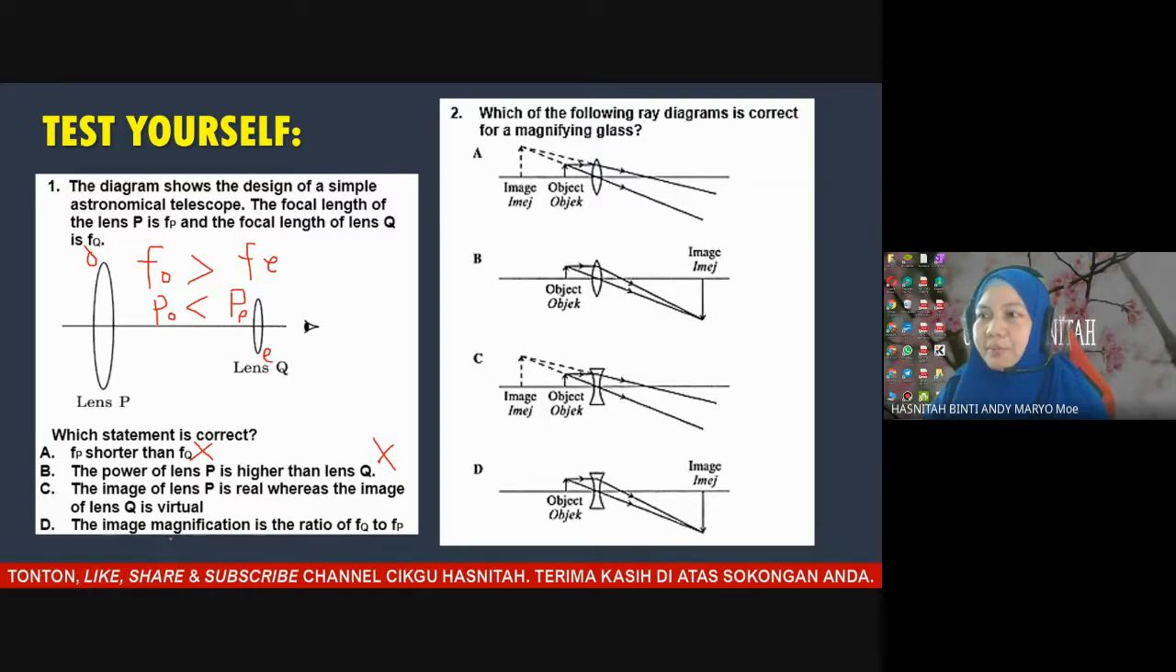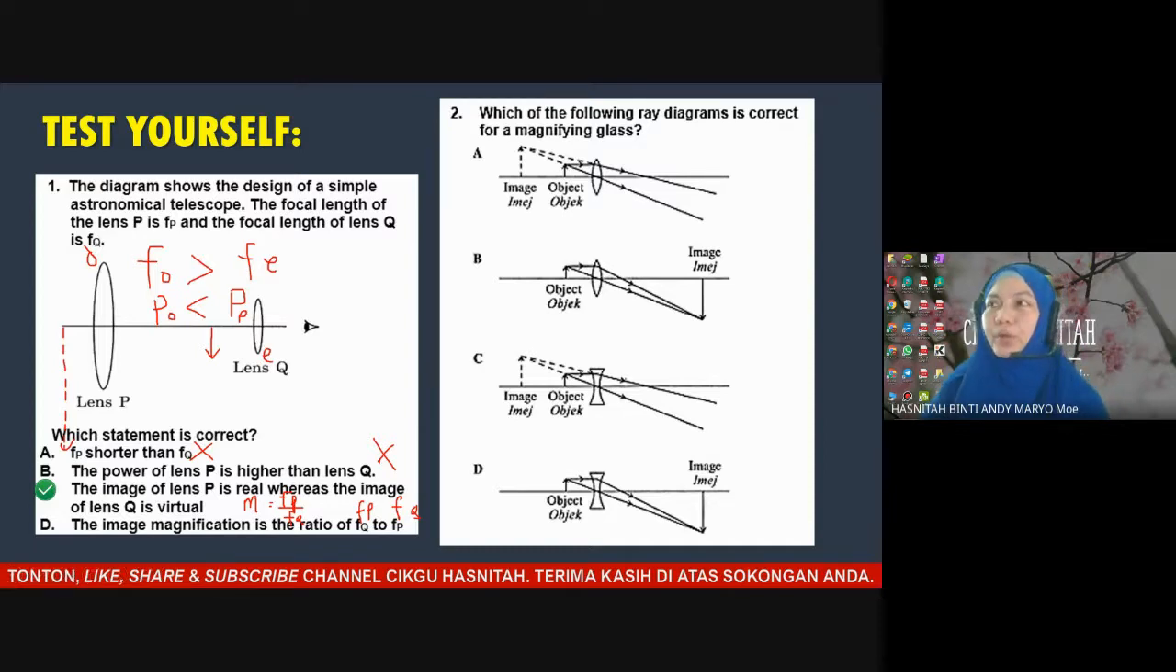How to find the image magnification? FQ to FP. It's supposed to be FP to FQ. This is the wrong way round. Remember, magnification is FP, the focal length of the objective lens, divided by the focal length of the eyepiece. So the answer is C. The image formed by lens P, the objective lens, is real, formed here, whereas the image for lens Q is virtual, formed here. So the answer is C.